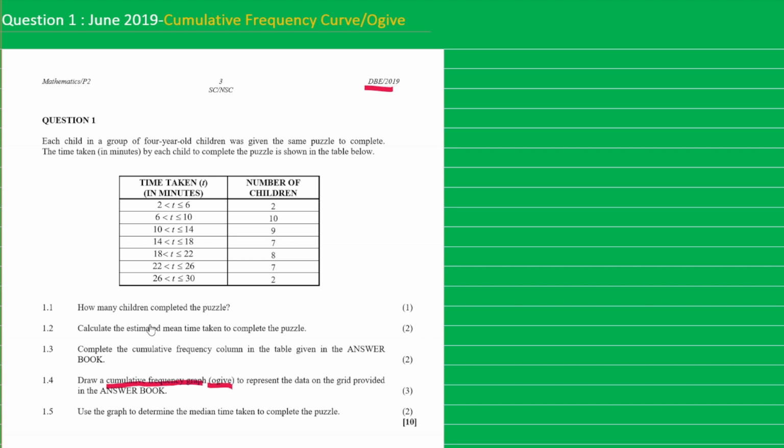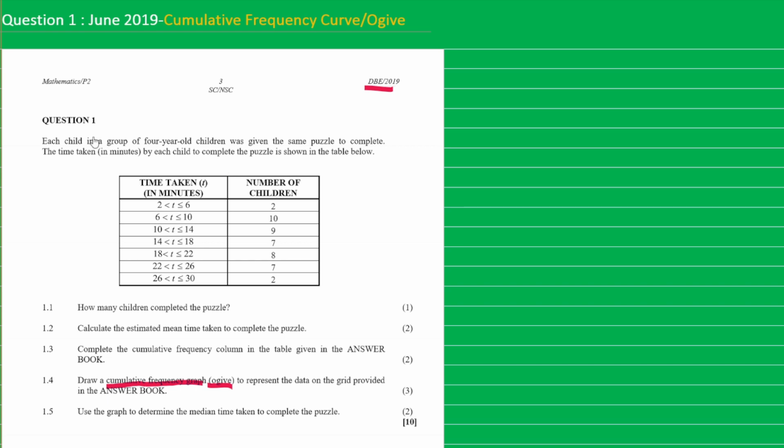Now, we have a question 1 here, and it reads as follows: each child in a group of 4-year-old children was given the same puzzle to complete. The time taken in minutes by each child to complete the puzzle is shown in the table below. So we are given a table here, and then there are some questions that follow. How many children complete the puzzle? Calculate the estimate mean time taken to complete the puzzle. Complete the cumulative frequency column in the table given in the answer book, and so on.